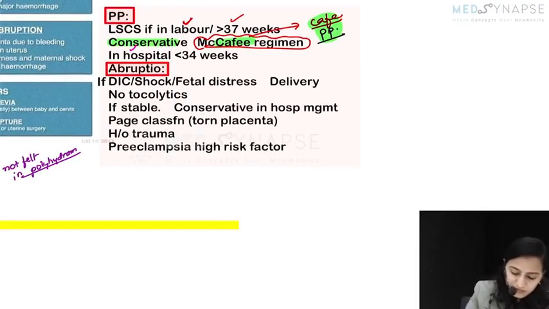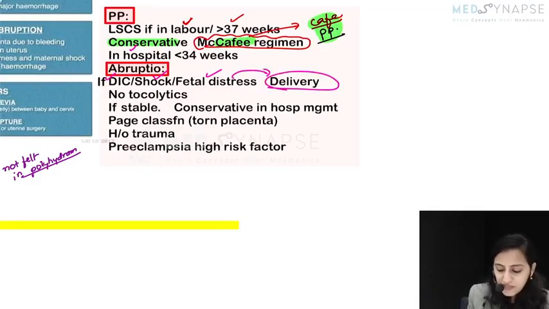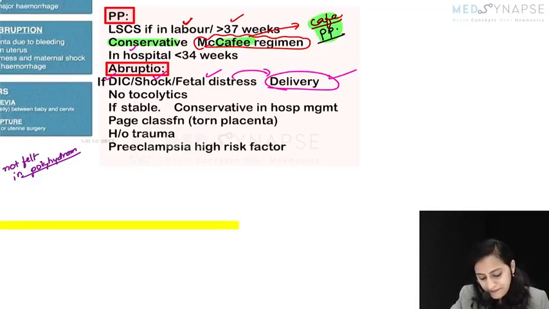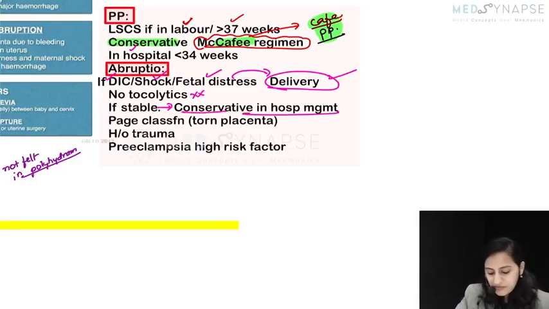In abruptio, there is chance of DIC, shock, fetal distress. If any of this is present, you'll have to do a delivery. Should you give tocolytics? No tocolytics. If it's a stable patient, conservative in hospital management.